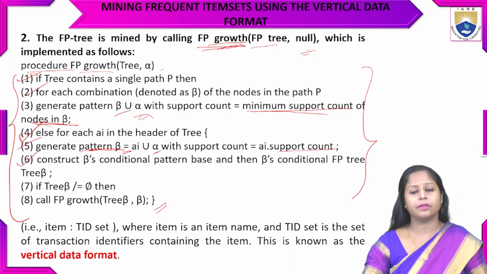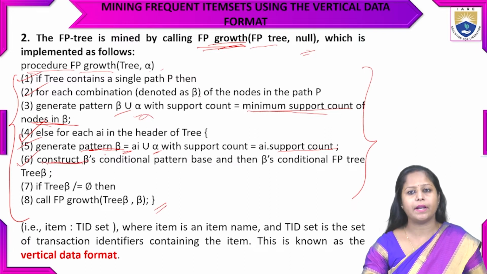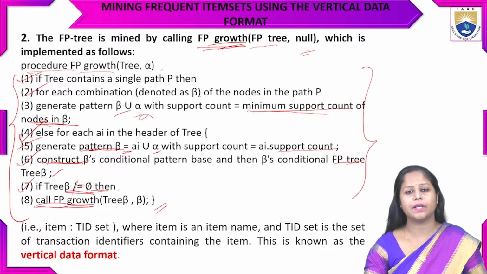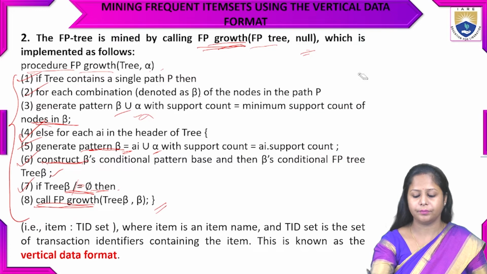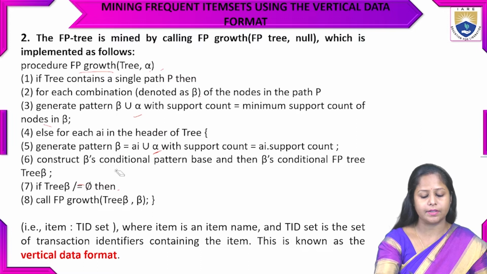The next step of the algorithm will construct beta's conditional pattern base and then beta's conditional FP tree, Tree beta. And then if Tree beta is not empty, then it will call FP growth with Tree beta and beta. So in this way the algorithm will work. It will check for certain rules on each line in each step.